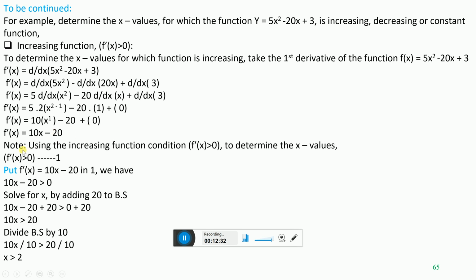Note: using the increasing function condition to determine the x values.